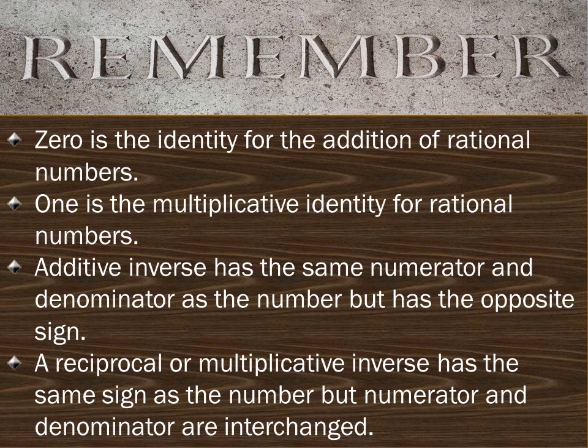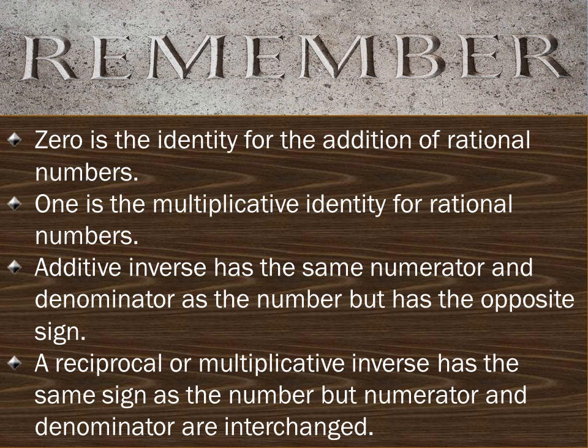Third, additive inverse has the same numerator and denominator as the number, but has the opposite sign. It means additive inverse of a positive number is negative and additive inverse of a negative number is positive. For example, additive inverse of minus 2 by 3 is 2 by 3, whereas additive inverse of 2 by 3 is minus 2 by 3.